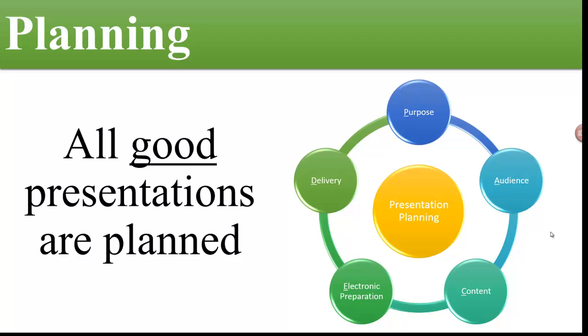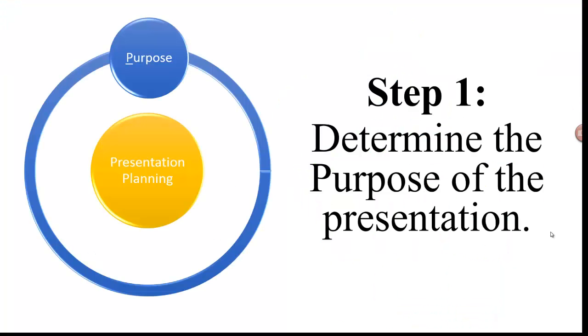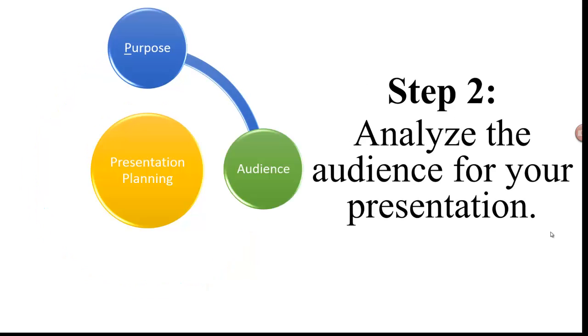So you're probably asking yourself, what does all of that mean and what do we have to do in order to go through that planning process? Well, the first step that we'll talk about today is the purpose. We're going to determine why you're going to give that presentation. That's what purpose means. Why did you decide to give this presentation to this audience? Step 2 then is audience. This is where you analyze the audience for your presentation. You figure out who you're going to be talking to, what they have in common, what they already know about your presentation, and what you want to tell them.